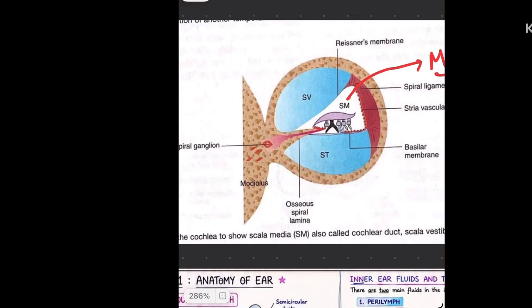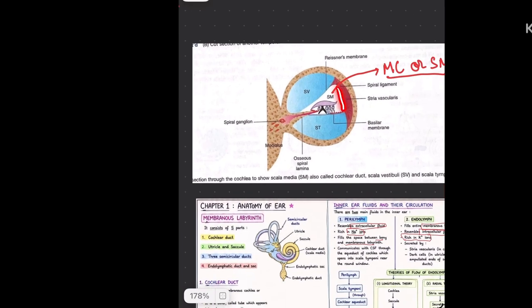Okay, this one is the Reissner's membrane. This one is the basilar membrane on which the organ of Corti lies. Okay, clear? Great. And this is the stria vascularis from which the endolymph is generated. Okay, endolymph is generated from this stria vascularis, also from dark cells, but here it is clear. Okay, done.